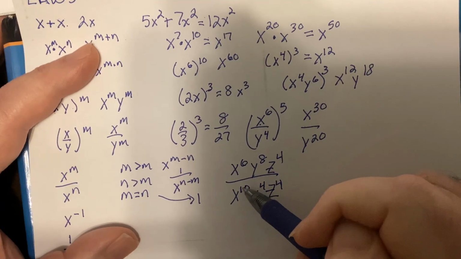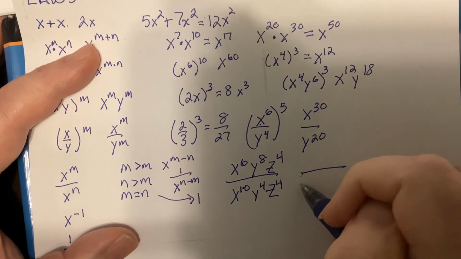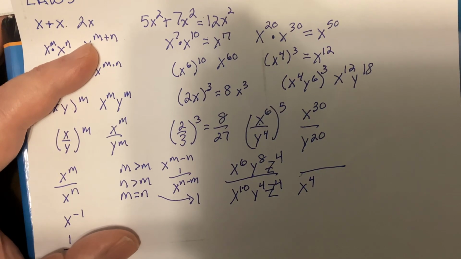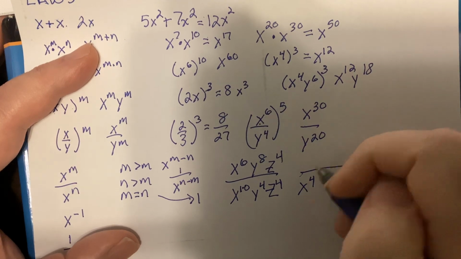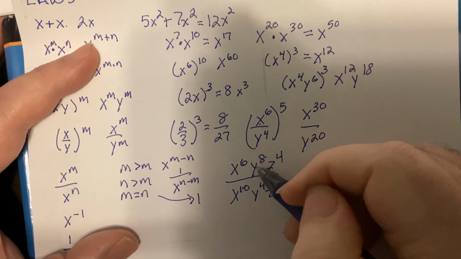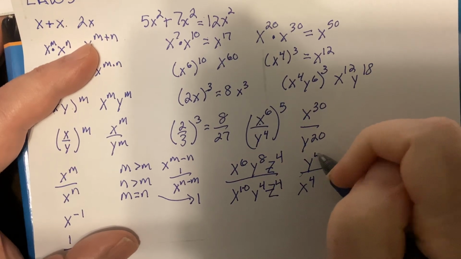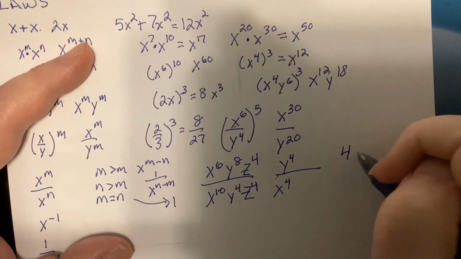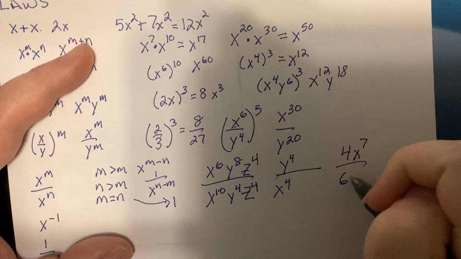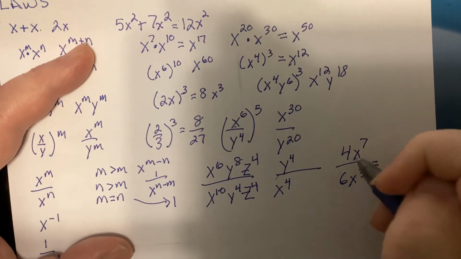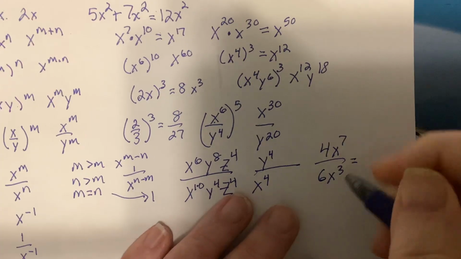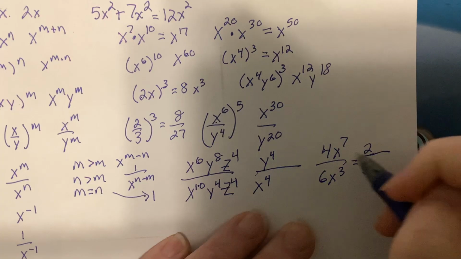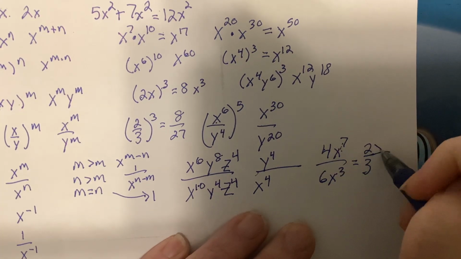I'd say, hey, there's 10 of these on the bottom, so x stays on the bottom. That'd be x to the 4th on the bottom. I have more y's on the top, so it stays on the top. You subtract. Anything divided by itself is 1. So if I have 4x to the 7th over 6x to the 3rd, I reduce a fraction like a normal fraction. So 4 over 6 would be 2/3. There's more x's on the top to start.